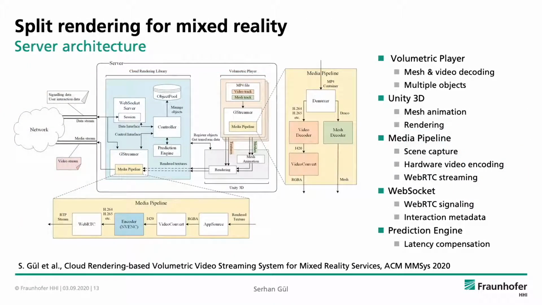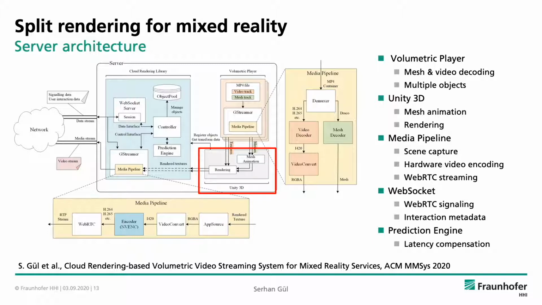Our server consists of several different blocks. We won't go into the detail in all of those blocks, but just briefly talk about the most important ones. So we have a volumetric video player that decodes mesh and video data using a GStreamer-based media pipeline and passes the decoded textures and meshes to a Unity renderer. We can also play multiple volumetric objects simultaneously by running multiple instances of the volumetric video player.